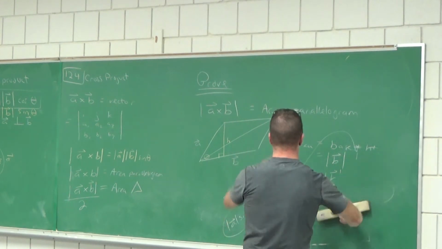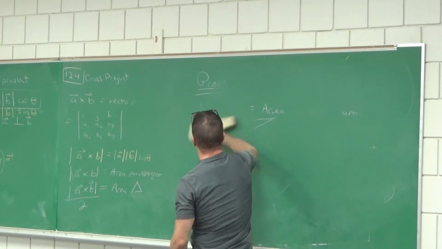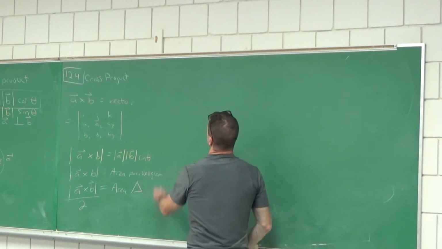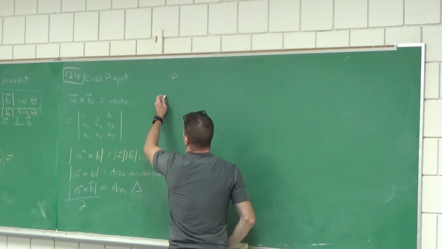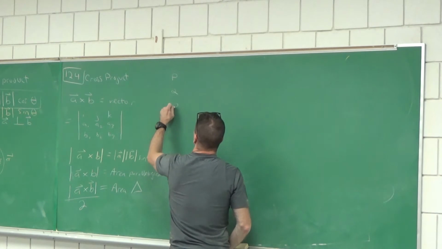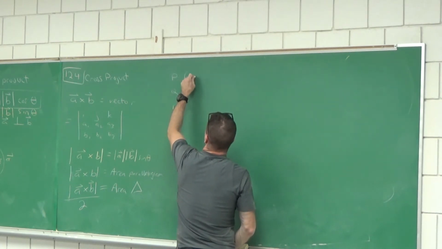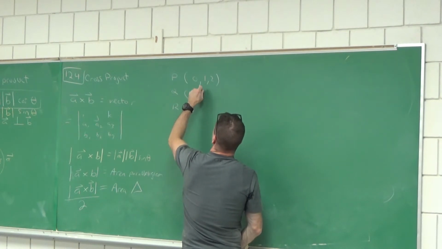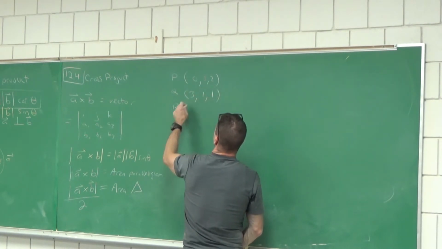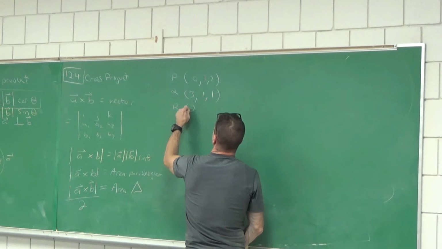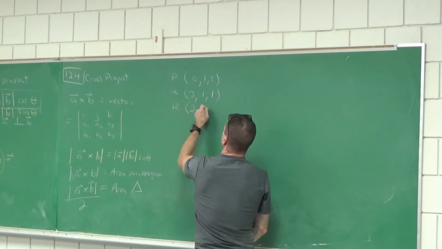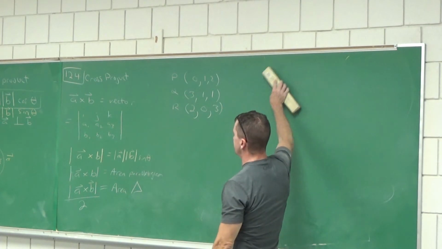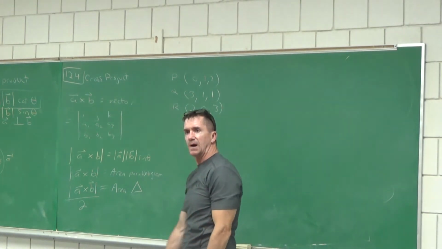So let's try that. Thanks for being patient with our nice little proof there. But the area of a triangle is this. So let's see. We've got to pick three points: P, Q, and R. This is 0, 1, 2. This is 3, 1, 1. And that's 2, 0, 3. Can you find the area of the triangle occupied by those three points?